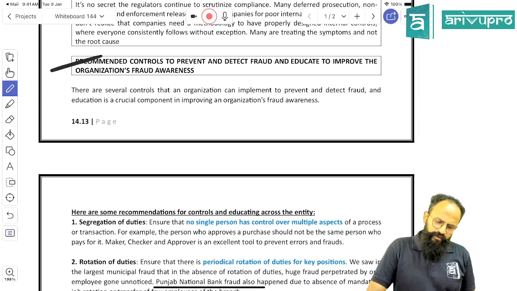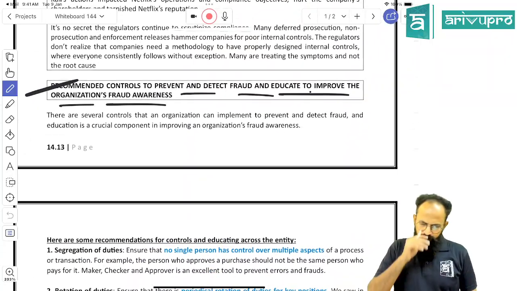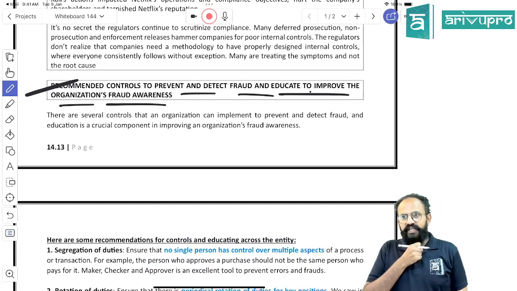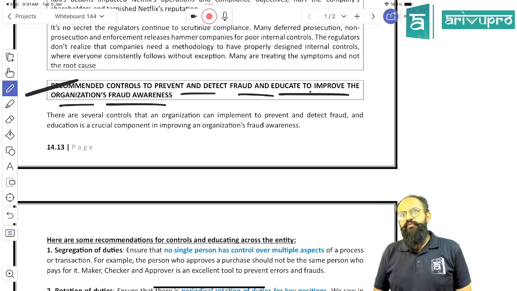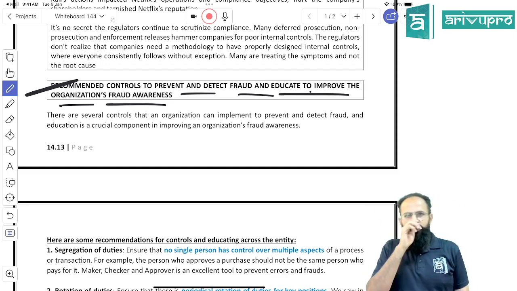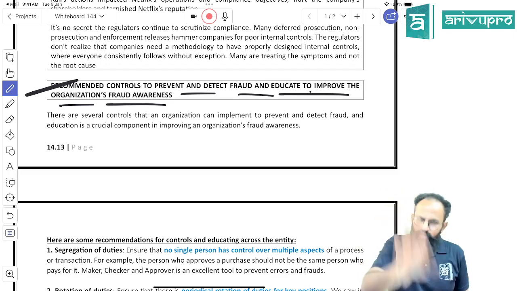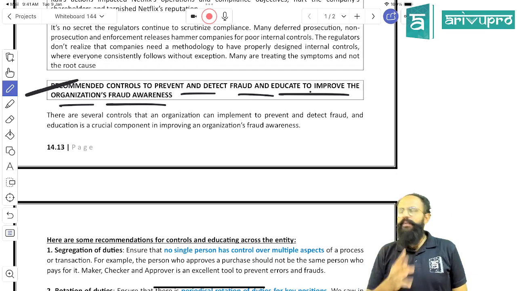Recommended controls to prevent and detect fraud, and educate to improve the organization's fraud awareness. Now, what is it, sir? Simple, people. In an organization, if I have to reduce fraud, what can I do? What are the recommended internal controls which you can implement in an organization so that frauds in the companies will go down drastically? Try to think. Simple things only will come.